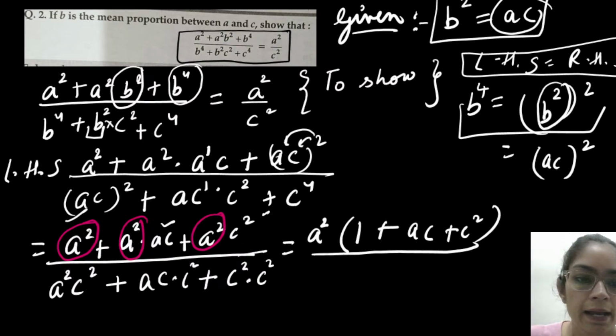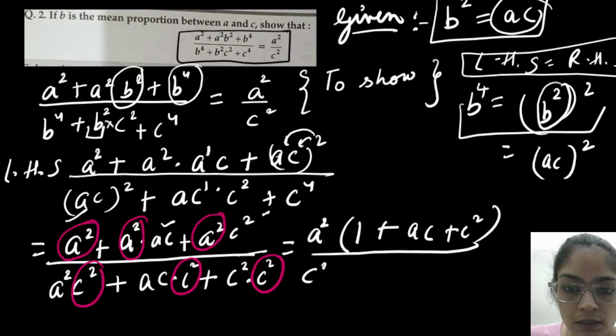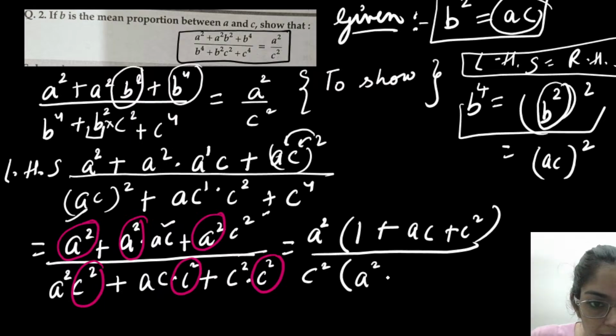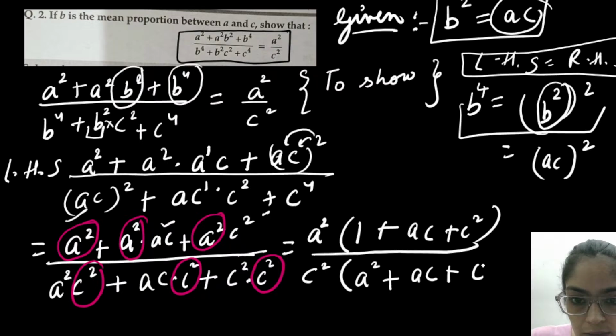And in the denominator we will see what is common. So c square is common. You can see c square is present in all of the terms of the denominator. So c square I am writing out. So what is left? A square, plus ac, plus c square.